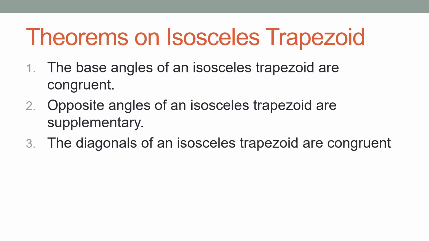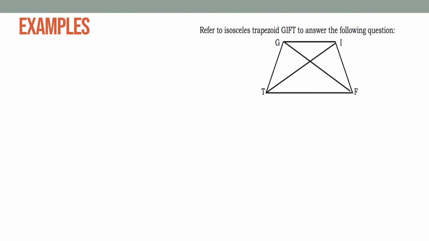Let us proceed to the theorems of isosceles trapezoid. Number 1, the base angles of an isosceles trapezoid are congruent. Opposite angles of an isosceles trapezoid are supplementary. And last, the diagonals of an isosceles trapezoid are congruent. Okay, let us have examples. Refer to isosceles trapezoid GIFT to answer the following questions.